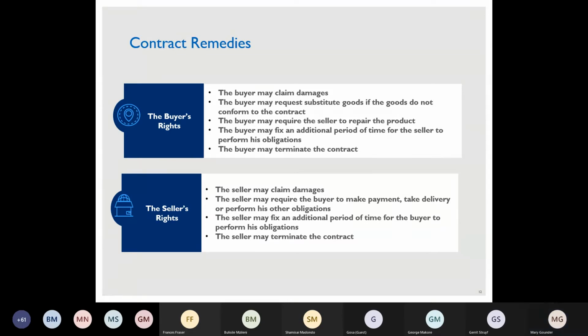You can also fix an additional time for me to make payment or take delivery, or you can terminate the contract if I haven't made payment and you've sent the goods to South Africa. You can always say you want to terminate the contract and you find another buyer and so on.